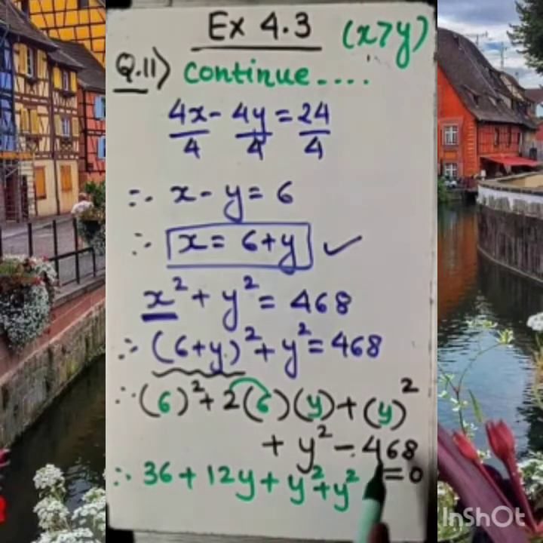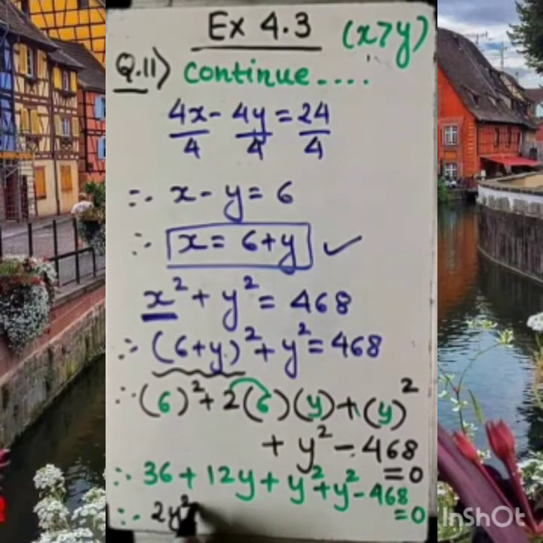So 2 times y square. According to this equation, it is y square, and this y square I am mentioning here, minus 468 equal to 0. So my dear student, you can see y square plus y square, what is the addition? 2y square plus 12y is there. What about the subtraction? If I subtract 36 from 468, then what it will be?